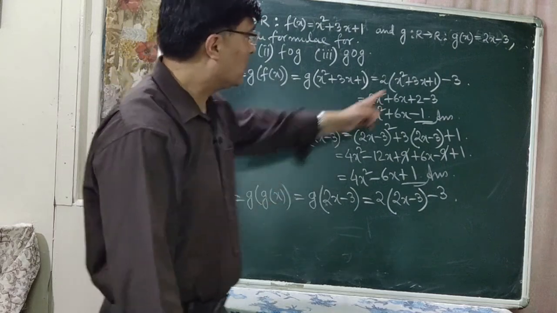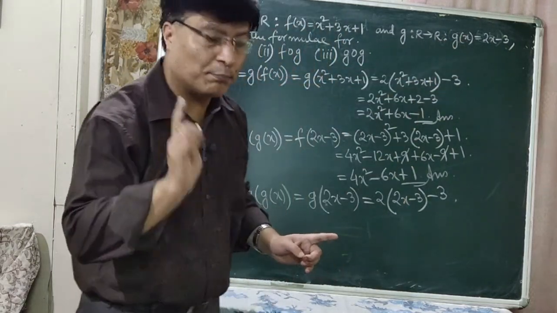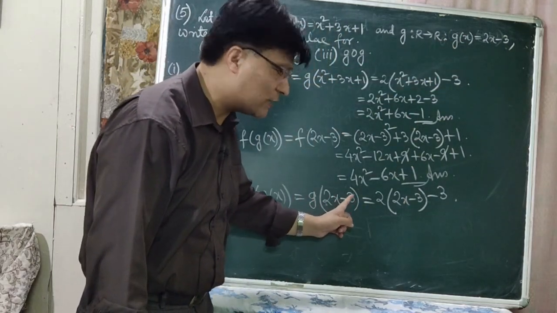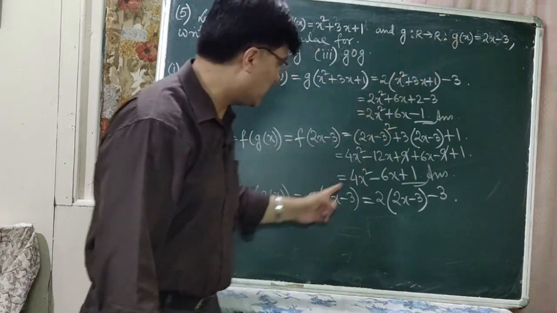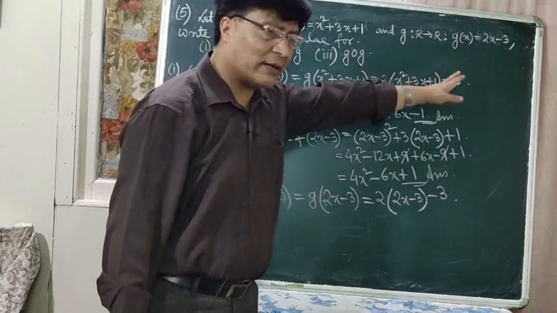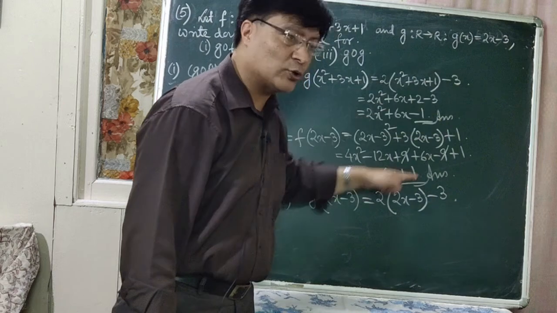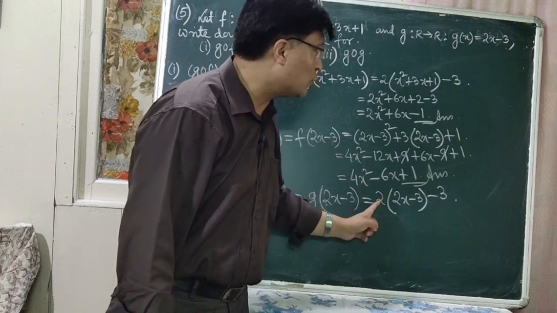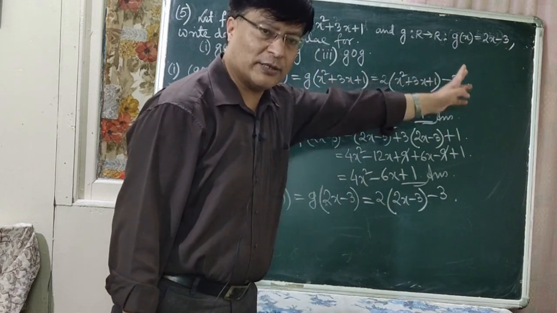Is that clear? g of x is there, but we have to get the value for g of (2x minus 3). So instead of x, there is 2x minus 3. So on the right hand side also, you put x is equal to 2x minus 3. So it becomes 2 into (2x minus 3). Then minus 3 is constant.